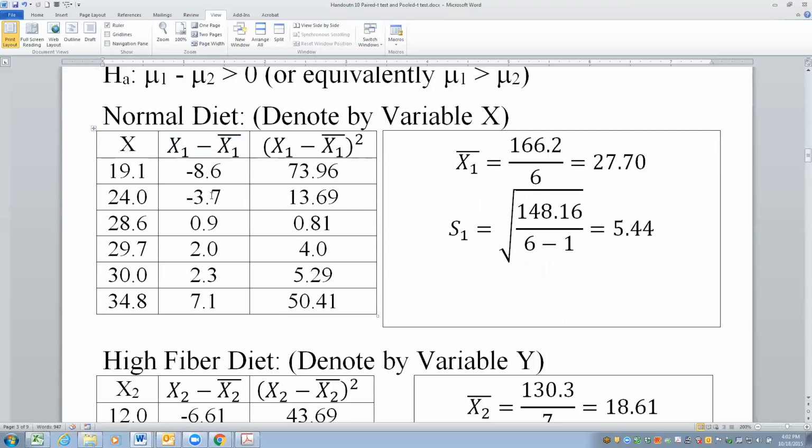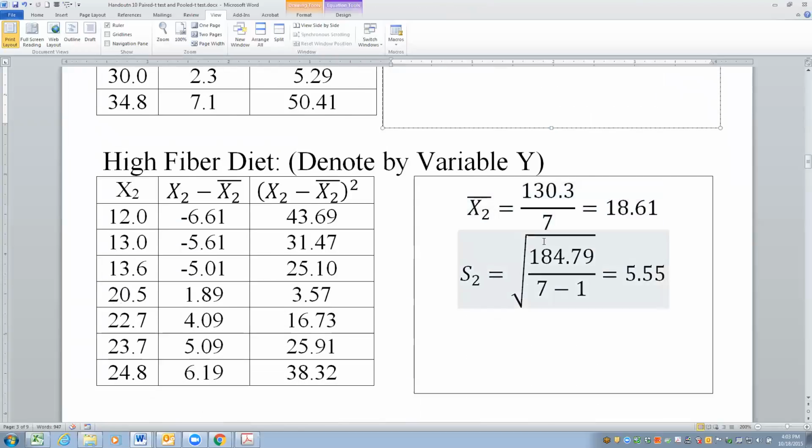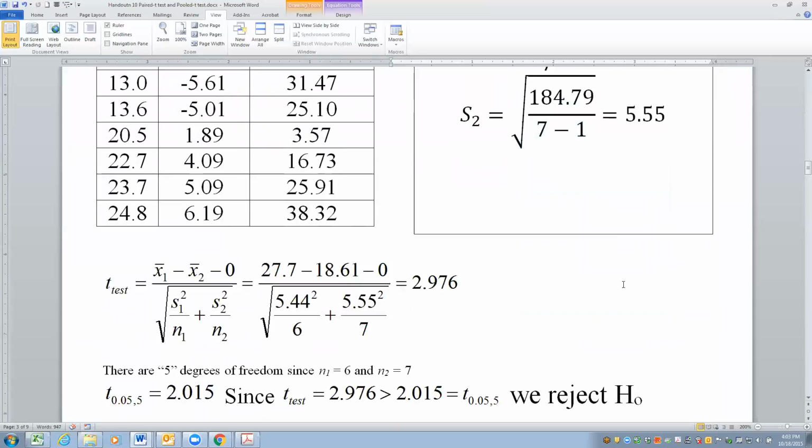Unlike the paired case, I now have to figure out an average and a standard deviation for each sample. So I've done the calculations here to show that the average for the normal diet is 27.7. The standard deviation for the normal diet is 5.44. For the high-fiber diet, the average is 18.61, and the standard deviation is 5.55.